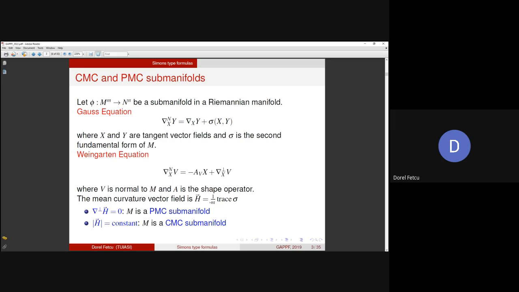The mean curvature vector field of the submanifold is the trace of the second fundamental form divided by the dimension of the submanifold, and if this vector field is parallel in the normal bundle, then M is called a parallel mean curvature submanifold, or a PMC submanifold for short. And if the norm of this vector field, the mean curvature, is constant, then M is called a constant mean curvature submanifold, or a CMC submanifold.